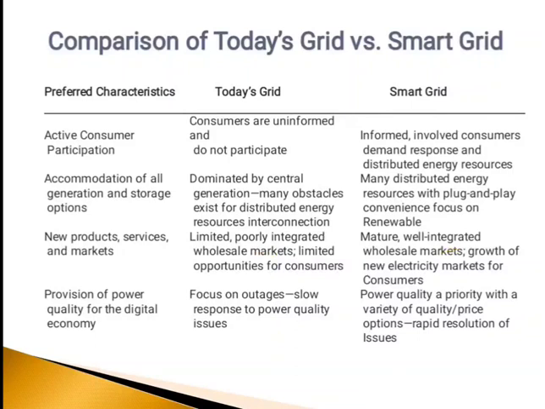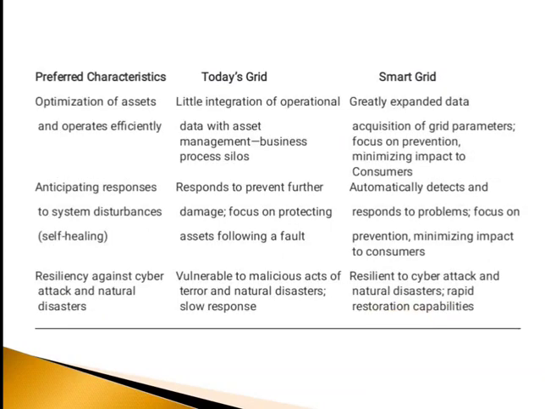The next characteristic is the provision of power quality for the digital economy. Today's electric grid is focused only on outages. There is a slow response to power quality issues, and they focus on that in today's grid. But in the case of smart grid, power quality is a priority, because what is the quality of power we are delivering and what are the price options we are going to have, the smart grid is basically concentrating on that.